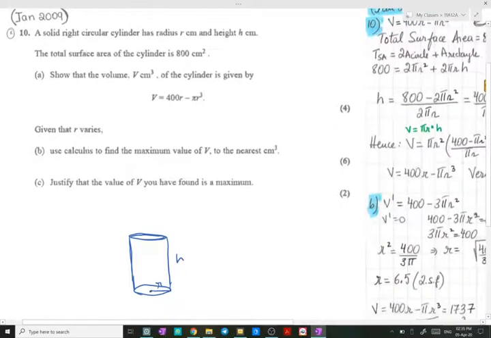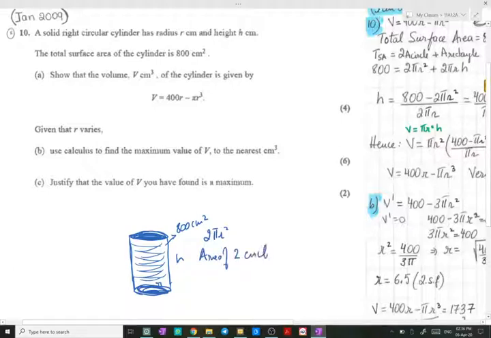Since they didn't mention anything about whether the cylinder is closed or open, we're going to assume that it's closed. So the total surface area includes the two circles and this curved surface area. All of that is 800 centimeters squared. So it's made up of 2 pi r squared, which is the area of two circles, plus the area of the curved surface.